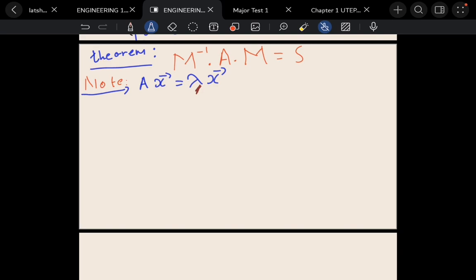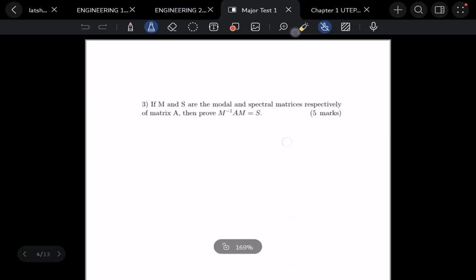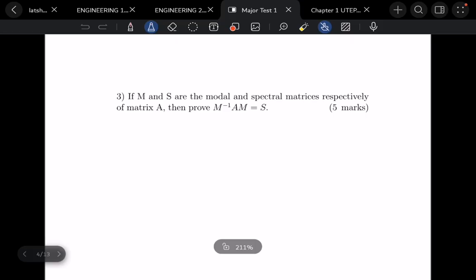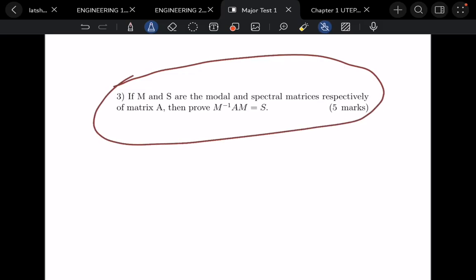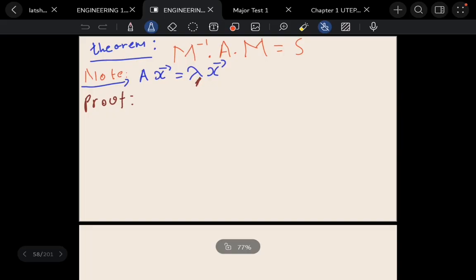Now let us first look at the theorem. Let's look at the proof. The proof is very important because it is part of your exam. If M and S are the modal and spectral matrices respectively of matrix A, then prove that M to the power minus 1 times A times M is equal to S. So you need to know how to prove this theorem. Now let us look at the proof.